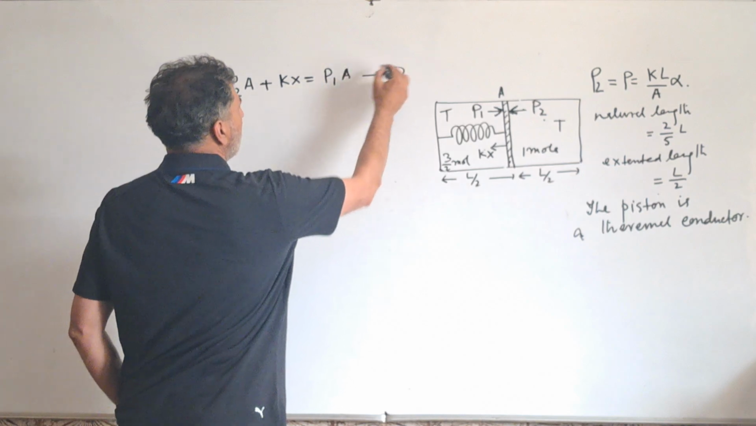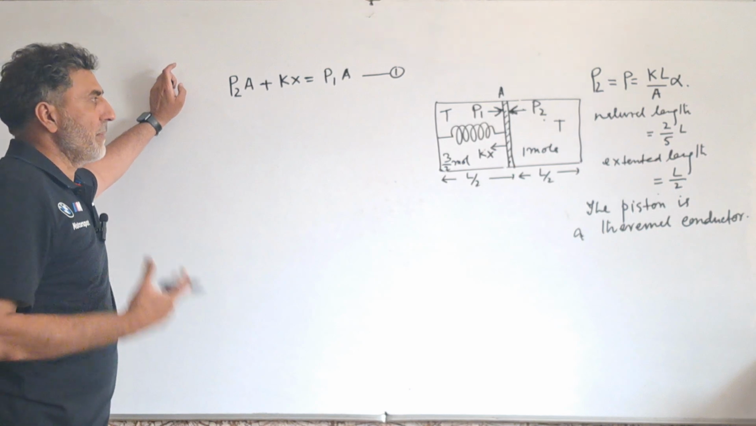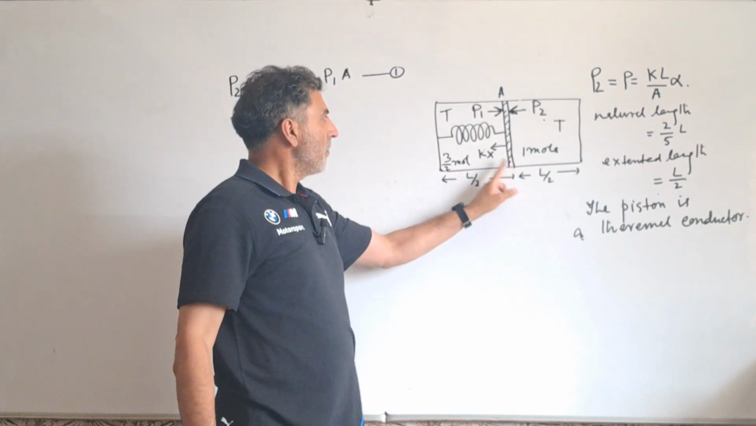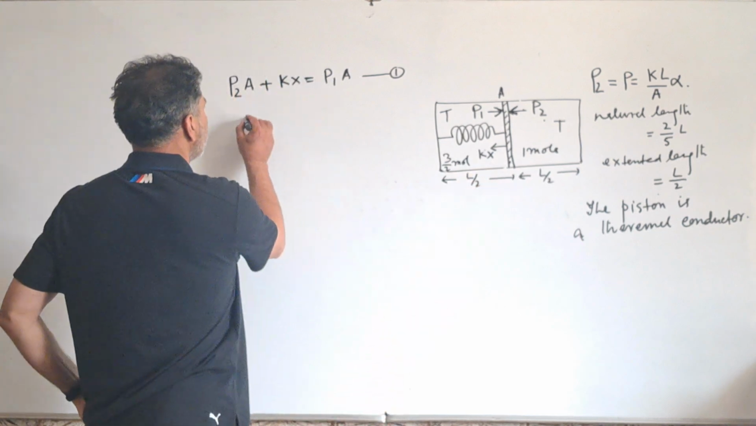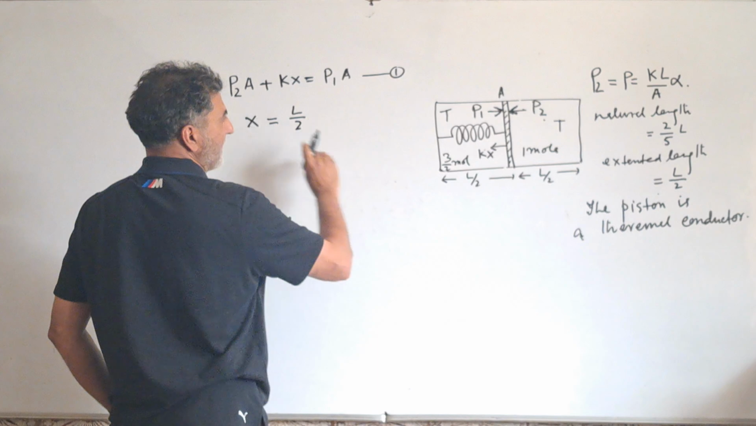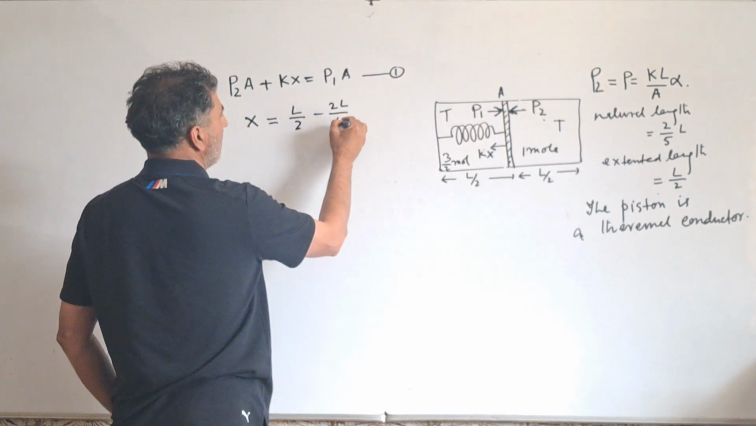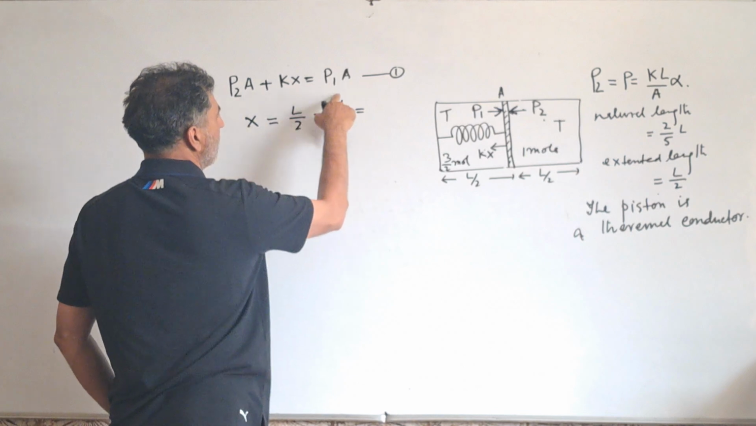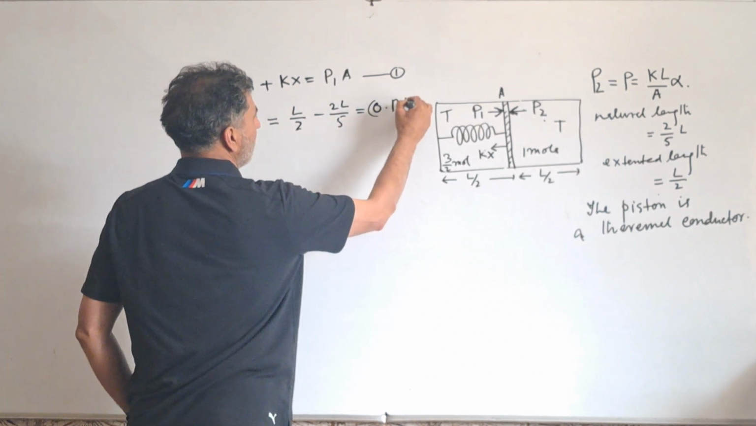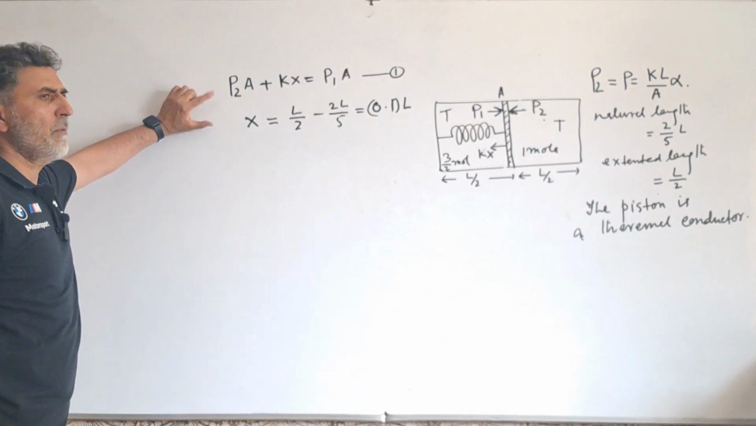This is the equation of mechanical equilibrium of this piston. Now, what is this x? X is the extension, the extended length of this spring, that is L by 2 minus 2L by 5. That is 5 minus 4, that is 1 by 10, that is 0.1L. Okay? So far it is simple.